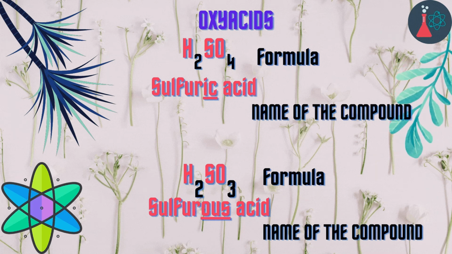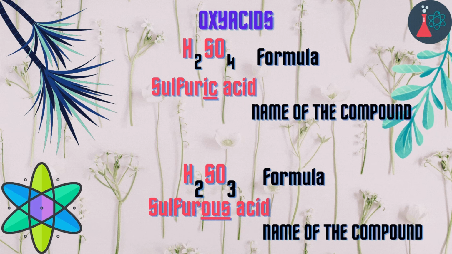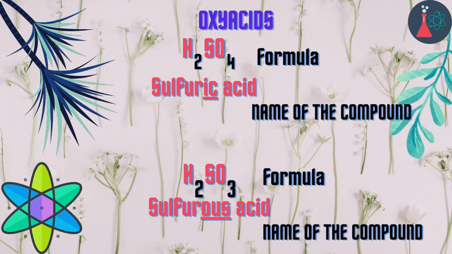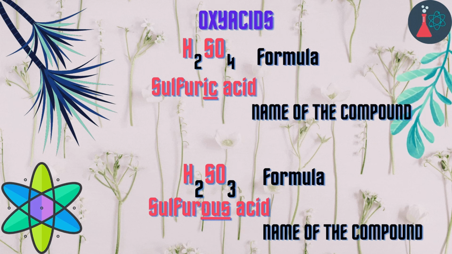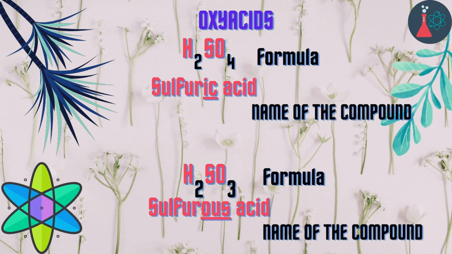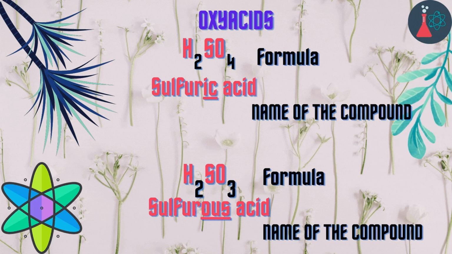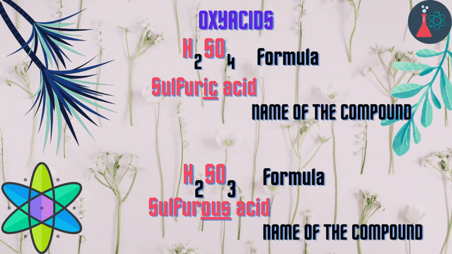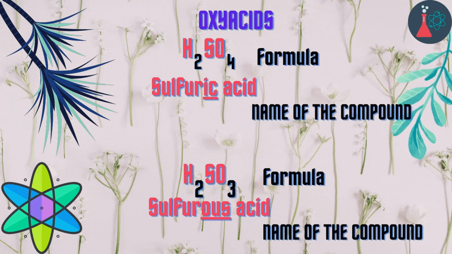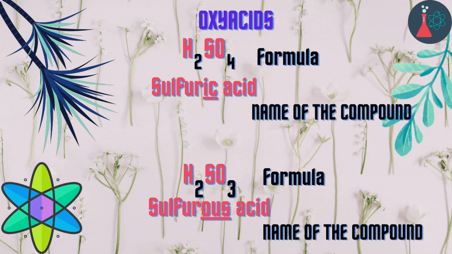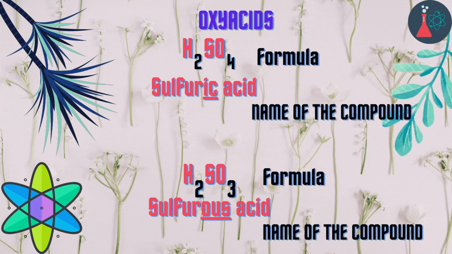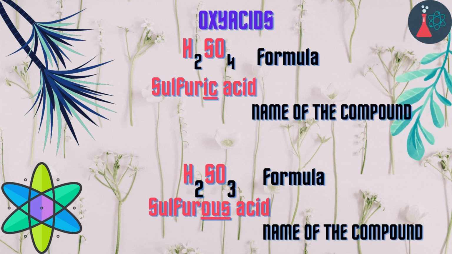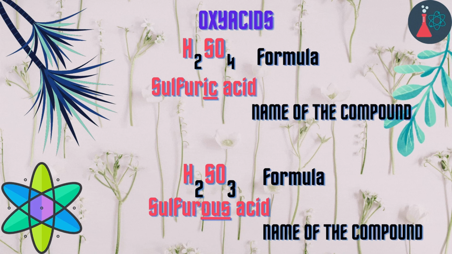Another example is H2SO3. Another name for H2SO3 is hydrogen sulfite. So the ending is -ite, and the -ite ending becomes the -ous ending. So you name that as sulfurous acid.